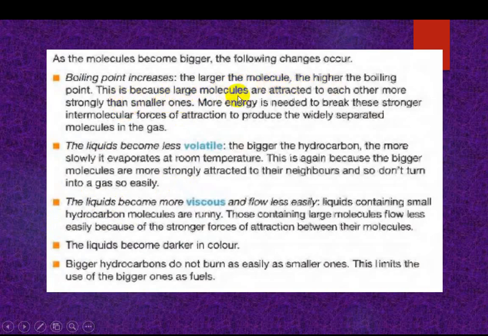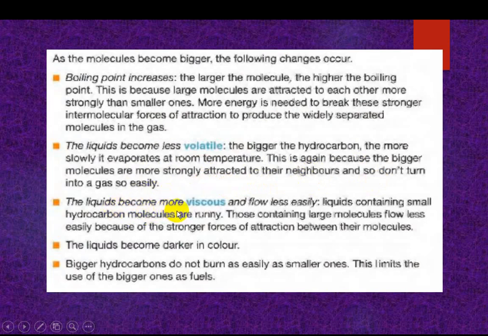This is because larger molecules are attracted to each other more strongly than smaller ones. More energy is needed to break these stronger intermolecular forces of attraction to produce the widely separated molecules in the gas. The liquid becomes less volatile. The bigger the hydrocarbon, the more slowly it evaporates at room temperature, again because the bigger molecules are more strongly attracted to their neighbors, so they don't turn into gas easily.